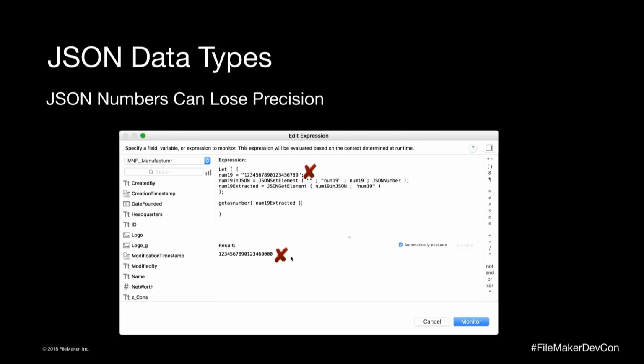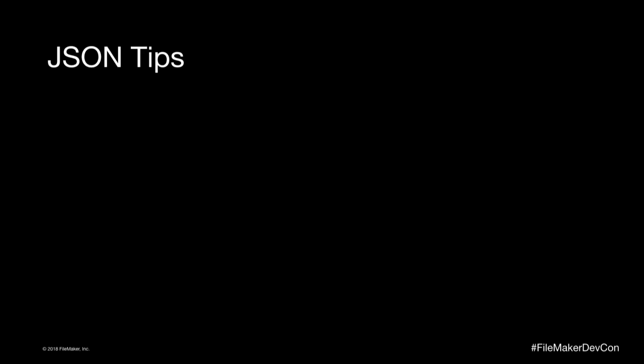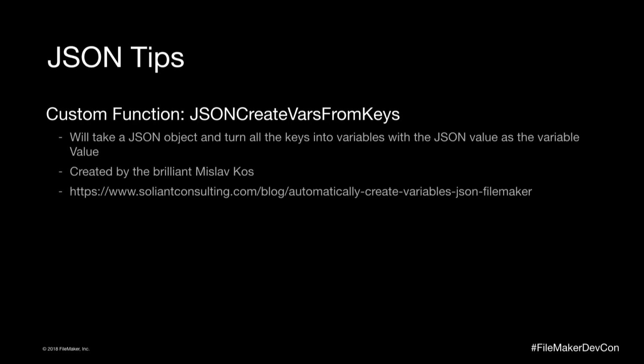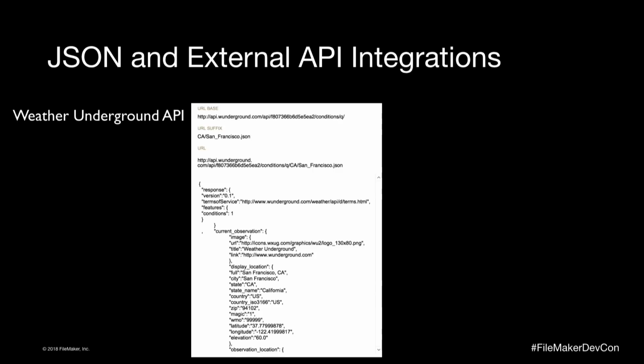There is a workaround though. Just pass it as a string, pass it as text instead of a number. So if you change that to JSON string, then your number is preserved fine. All right, a couple JSON tips. Use the custom function, JSON create vars from keys, created by the brilliant Mislav Kus, and the custom function that we talked about for getting related data.